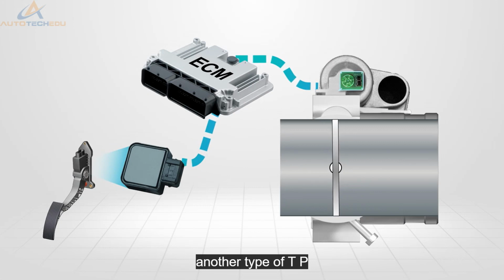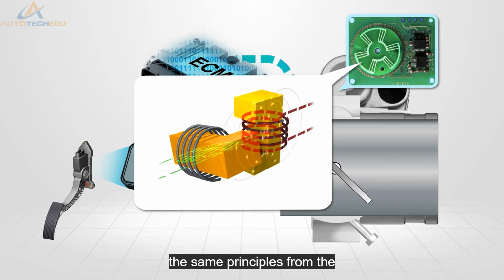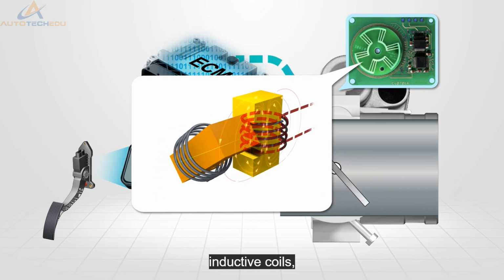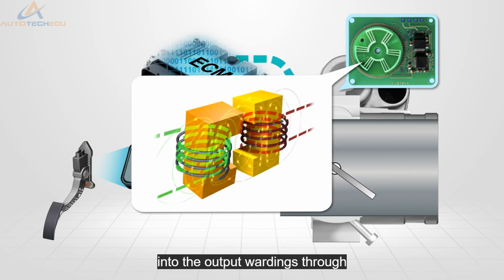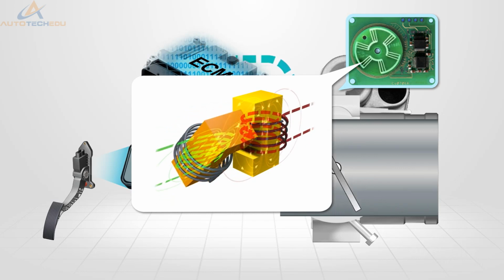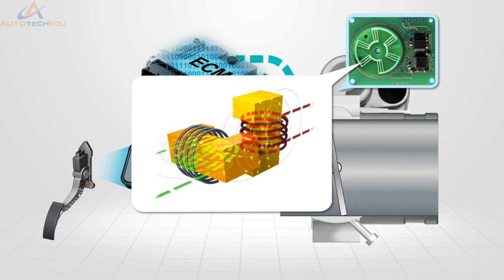Another type of TPS is the contactless inductive system. Again, the same principles from the APP apply. Using inductive coils, an AC voltage is induced into the output windings through excitation of the input windings. The output voltage will vary based on the angle of the throttle valve.